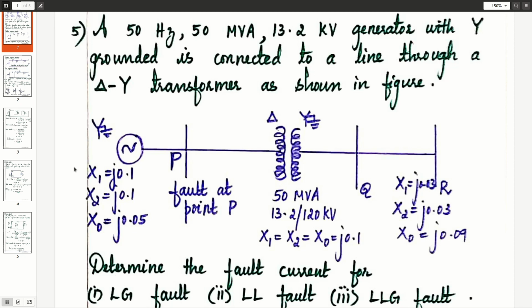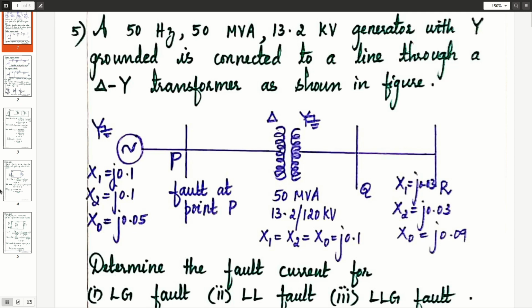Good morning students. In today's class we will discuss how to calculate the fault current for the given power system network. So I'll read out the question. A 50 Hz, 50 MVA, 13.2 kilovolt generator with star grounded is connected to a line through a delta-star transformer as shown in the figure.